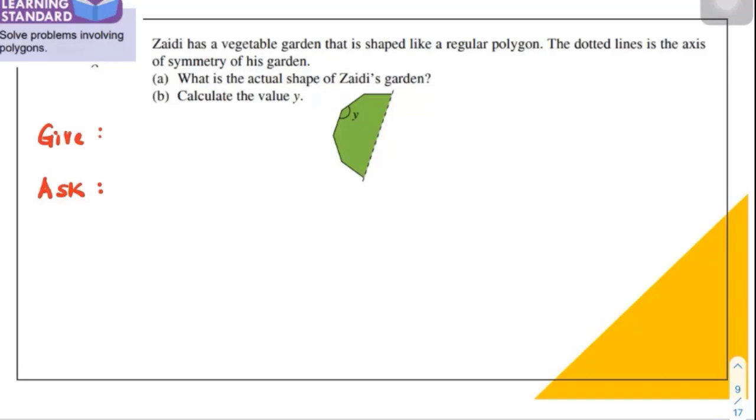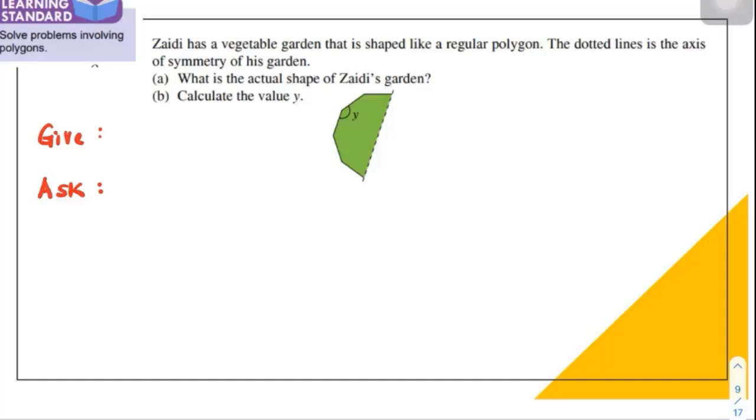What is the actual shape of this garden? Anybody know? There is no need to count for these questions. You can just observe the shape. Anybody know what is the shape of this garden? Octagon. Okay. The rest? Decagon. Okay, why decagon? 10 sides. Okay, so how to get 10 sides?